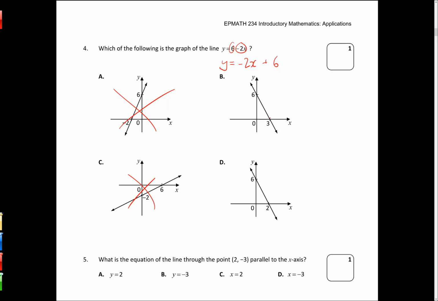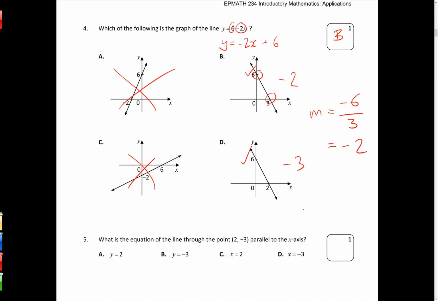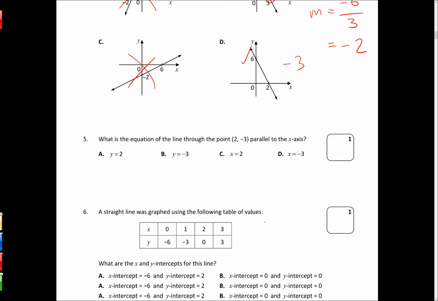6 on 3, that's 2, and yes, it's negative. 6 on 2, that's 3, and it's negative. They both have the correct y-intercept, but clearly B is the only one with the gradient of -2. If I do it manually, the vertical rise over horizontal run, I'm going from here to here, it's gone down 6 over a run of 3. There's my working out to show that a minus on a plus is a minus and 6 on 3 is 2.